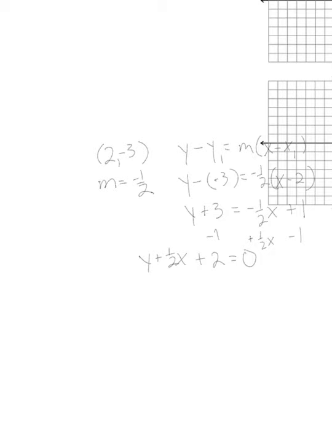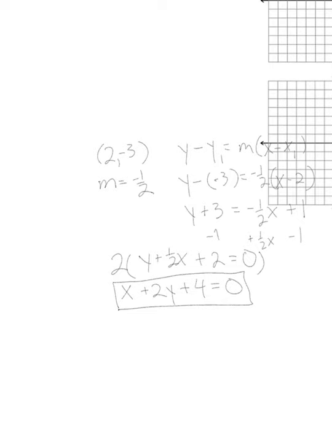Standard form also does not like fractions. So to get rid of the fraction, I'm just going to multiply everything by the denominator, which is 2. I'm going to take this and multiply everything by 2. So this becomes, and remember standard form is ax plus by plus c, so I want the x first, so I'm just going to move it around. x plus 2y plus 4 equals 0. Here we go. This is our standard form.